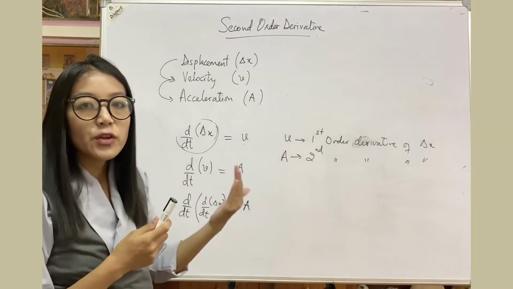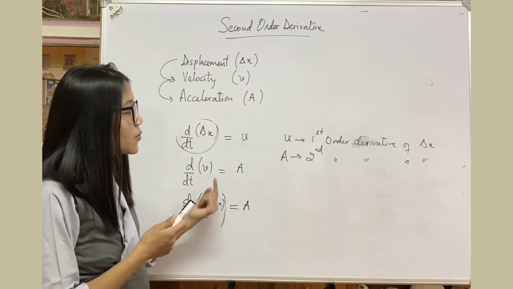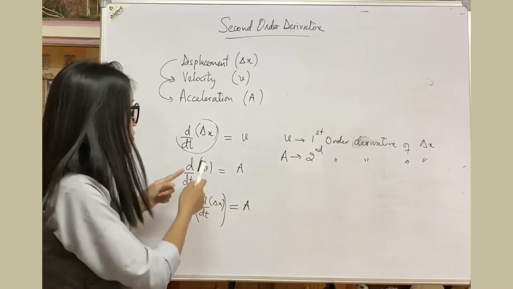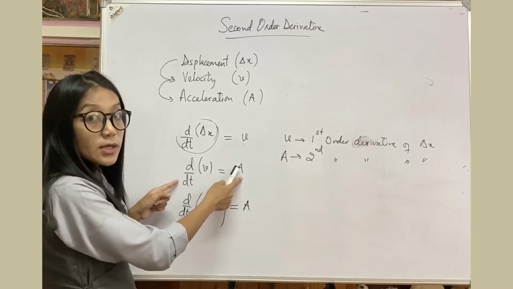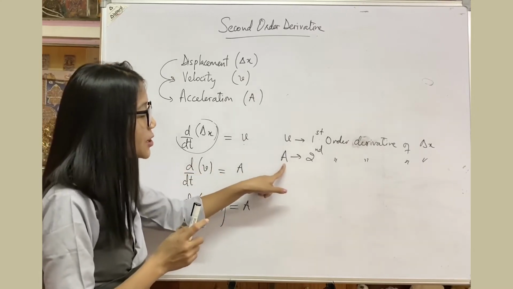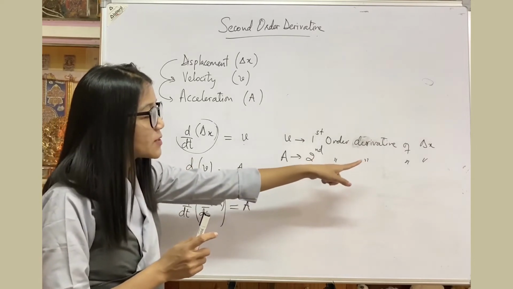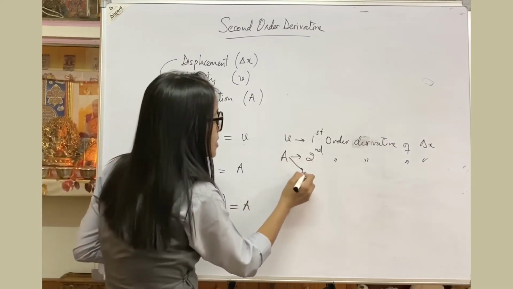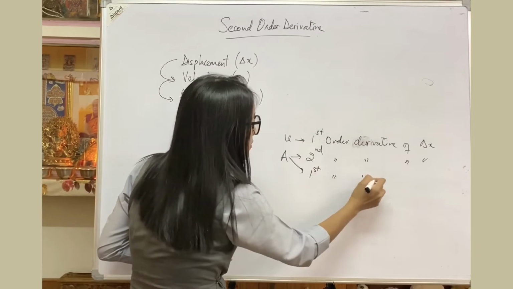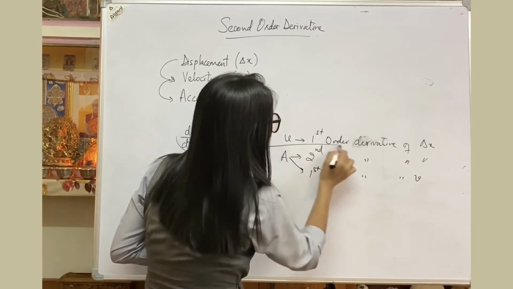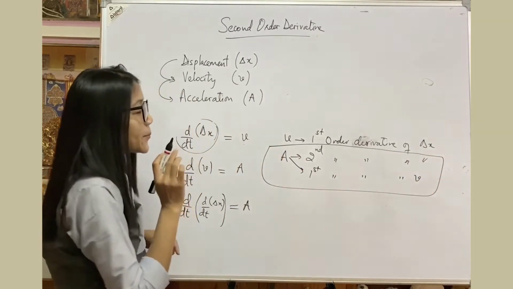But in terms of velocity, acceleration is the first order derivative of velocity. You are differentiating velocity once. Is that clear? Acceleration is the second order derivative of displacement, but acceleration is the first order derivative of velocity. Now don't get confused between these two, right?